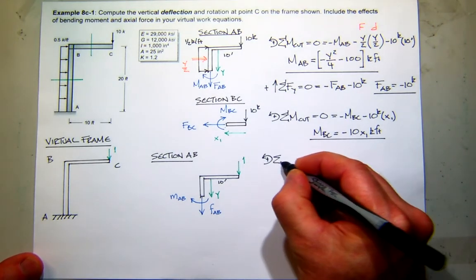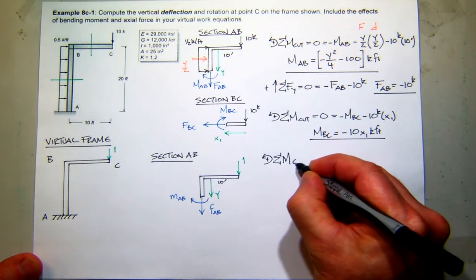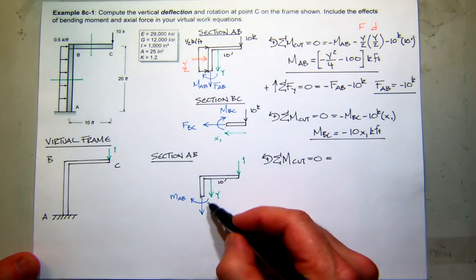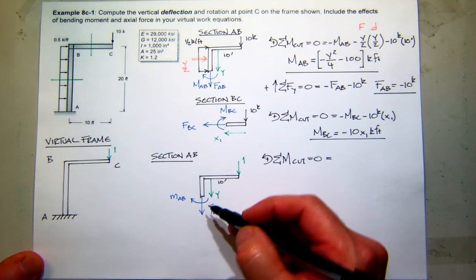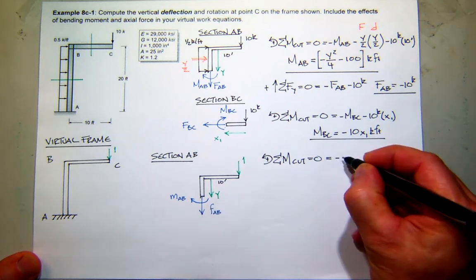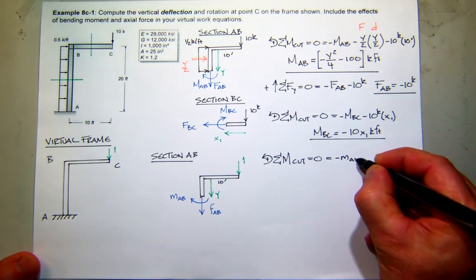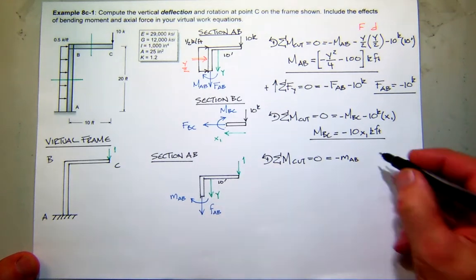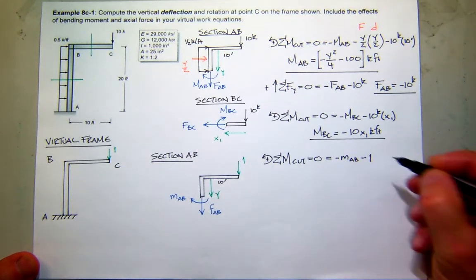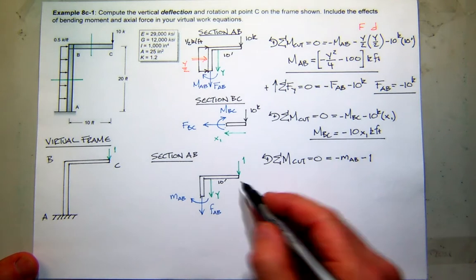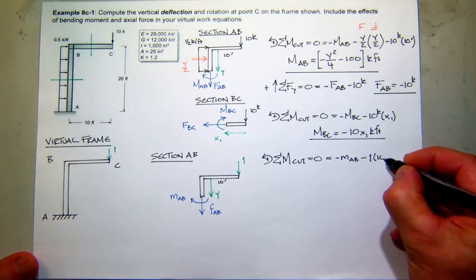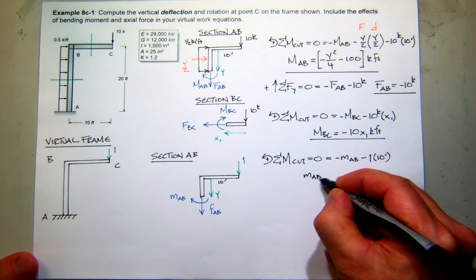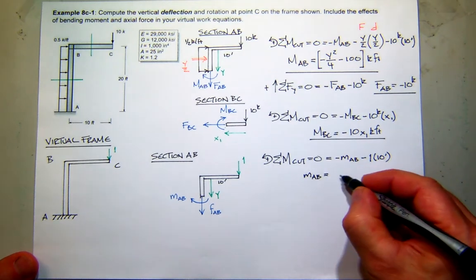So first we will sum the moments at the cut. Make sure it's in equilibrium using right-hand rule. So this virtual moment is positive or negative? Negative. And the only thing else on the structure is the virtual load, which creates also negative and has a moment arm of 10 feet. So it looks like my virtual moment in AB is equal to minus 10.